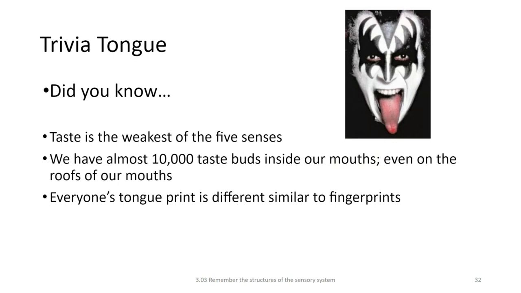All right, just a couple little fun trivia things. First of all, taste is the weakest of the five senses. I already talked about that. You have almost 10,000 taste buds all over your mouth, even some in the roof of your mouth. And everyone's tongue print is different, just like fingerprints, but it's not as easy to dip your tongue in ink and put it on a piece of paper. So we use fingers.